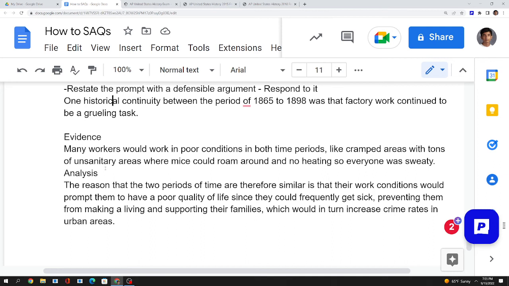Basically, I just said in this case, both conditions had really poor working environments. And as a result of these working environments, the two periods of time are similar in the sense that they led to poor quality of life for their workers, because the workers would work in cramped areas where they'd get sick, they couldn't support their families, and they would have to go to a life of crime because they couldn't get a job, so they'd have to go steal, and so on and so forth.